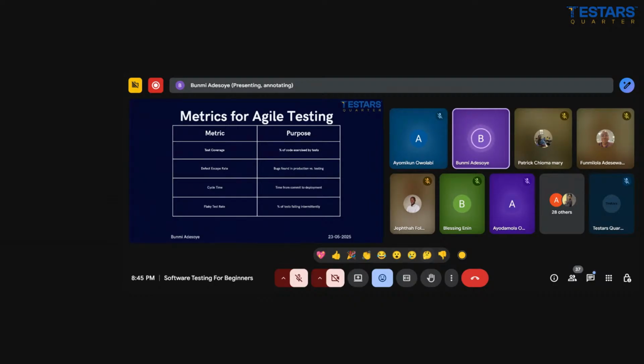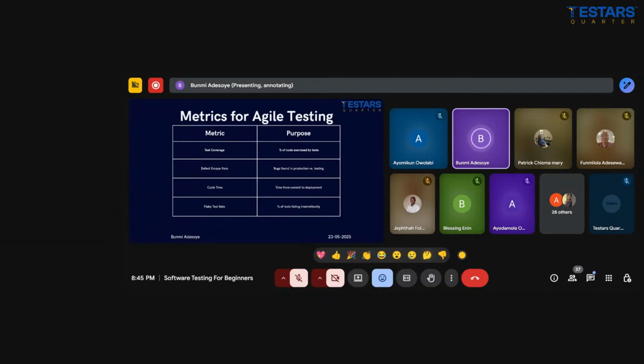Then we have defect escape rate. This also is used to measure the number of bugs that is found in production. That's the number of bugs that escape the testing process, right? So that's why we use the defect escape rate.